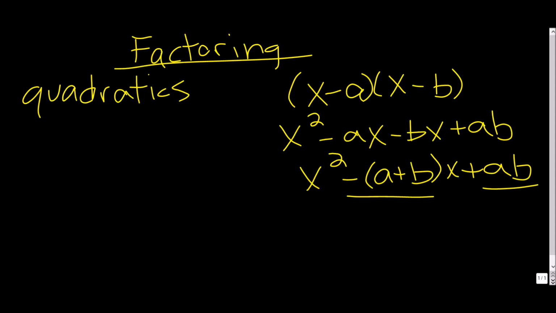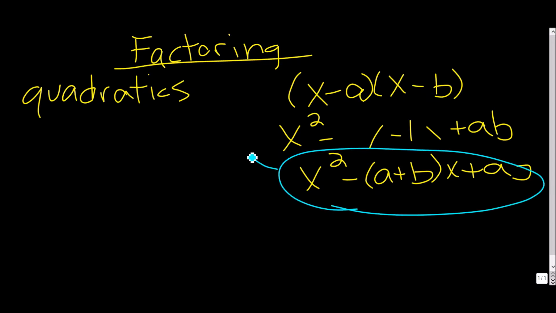Now, if there's a constant up front, that could change things a little bit and make it a little more fun for you. But realize the point of factoring is to try to go from a statement that is like this and trying to go back. That's what factoring is. We're trying to find the factors, the multiplication parts that make that work.